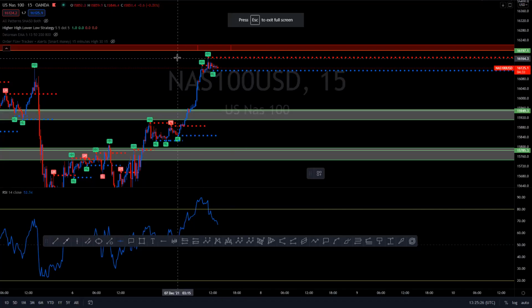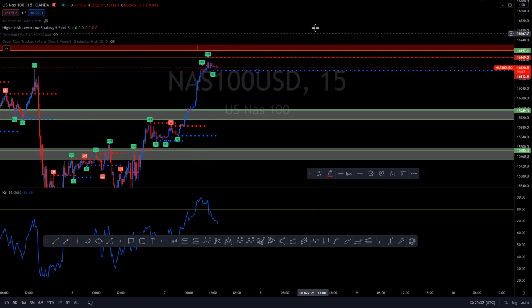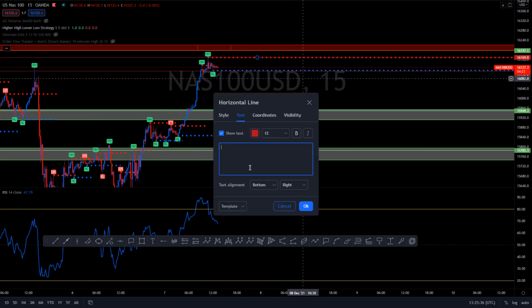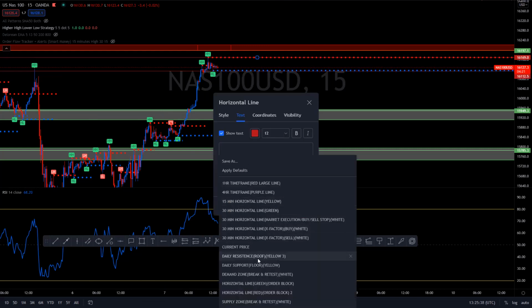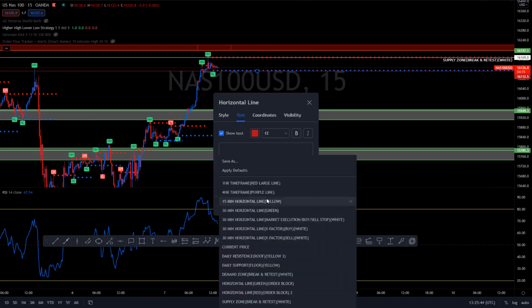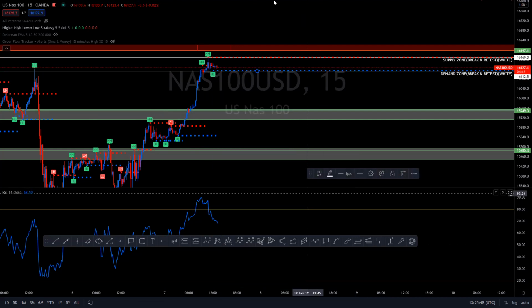I'm going to put my supply demand horizontal lines for break and retest here, because now that price is ranging, I want to see which way price is going to break and retest along with my other confluences. So this is going to be a supply zone, going to break and retest, and then it's going to be the demand zone. All right.